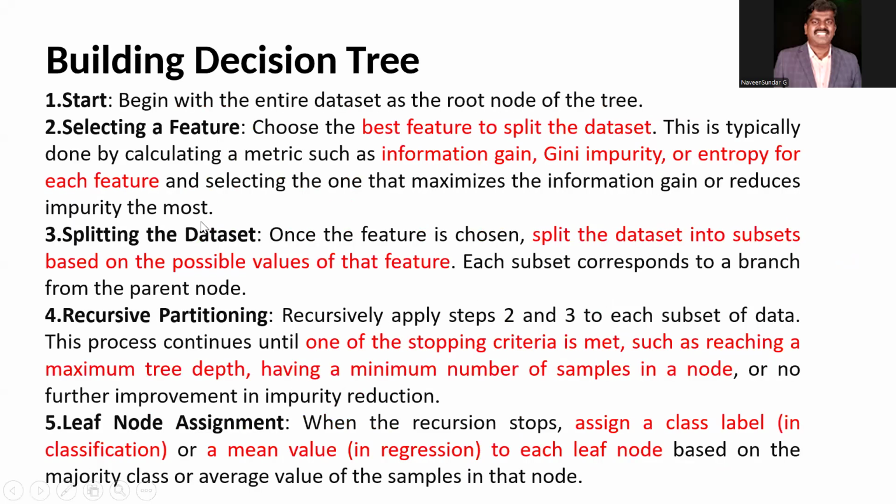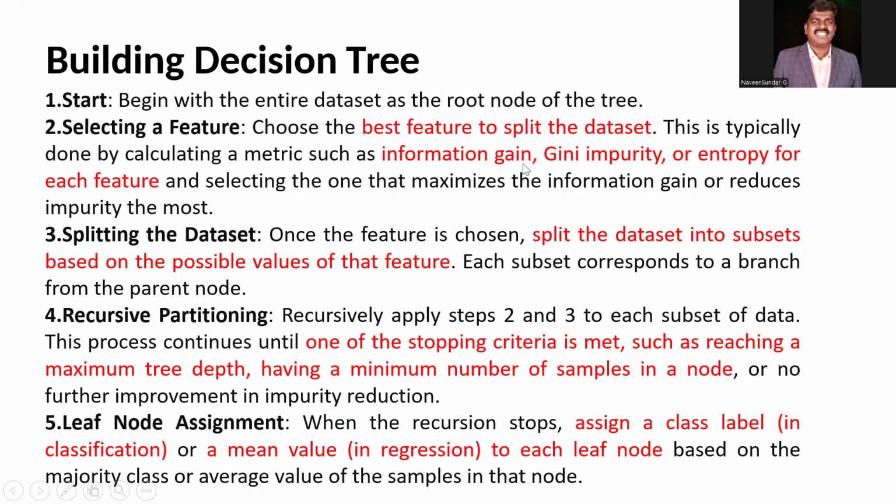So for building it, first we start with the entire data set as the root node of the tree. We know that the root node is very important. For that, we select the feature: choose the best feature to split the data set. This is typically done by calculating a metric such as information gain. We have a formula to find the information gain.